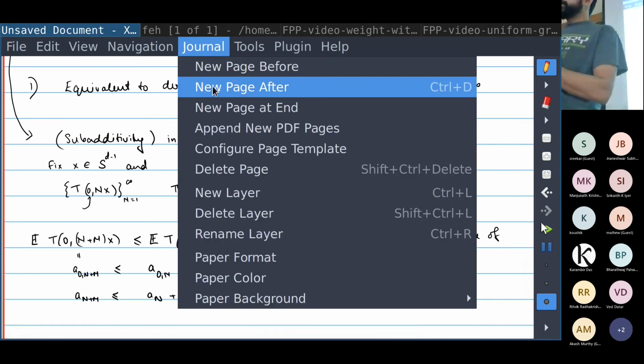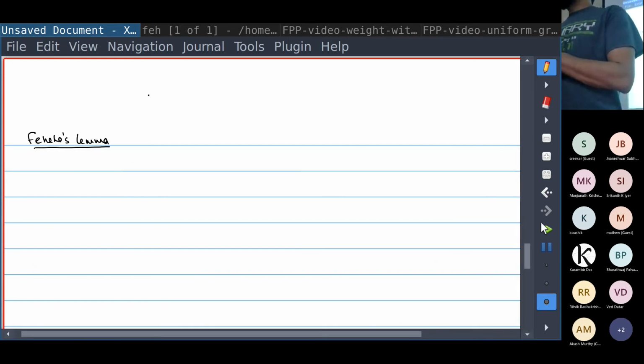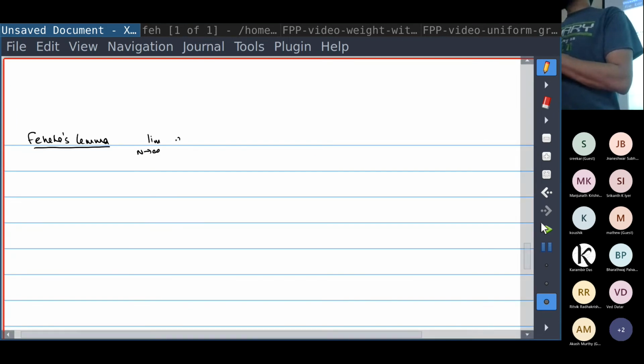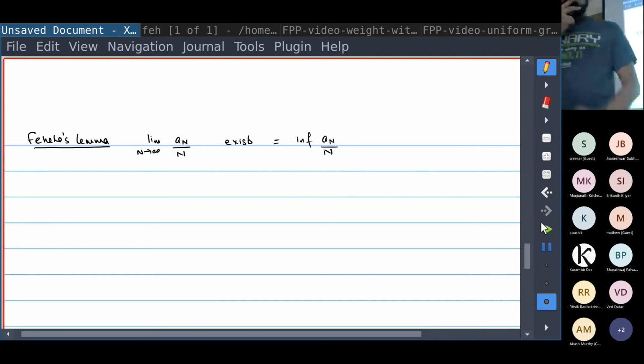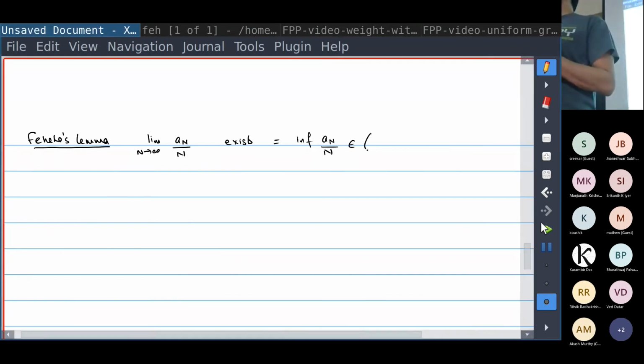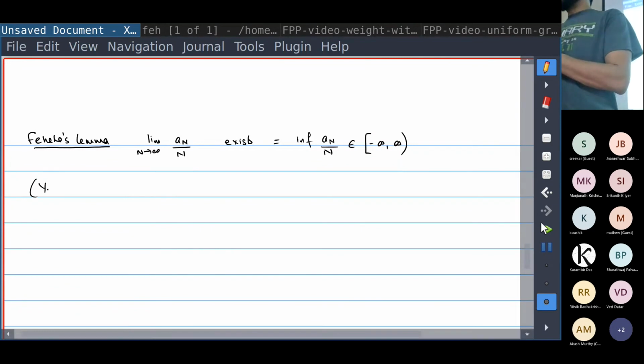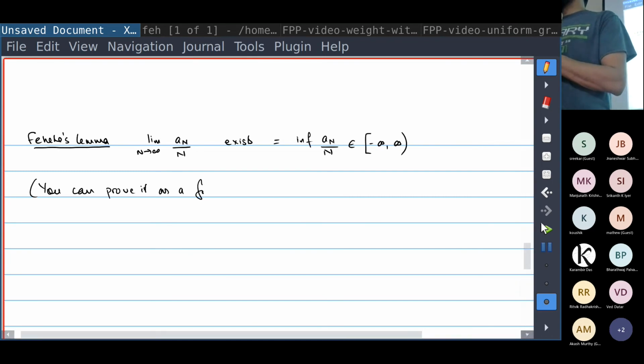And something called Fekete's lemma says the limit as n goes to infinity of a(n) over n exists, and in fact is equal to the infimum over n of a(n)/n. So this Fekete's lemma is something very simple, and you can prove it as an exercise in 10 minutes.